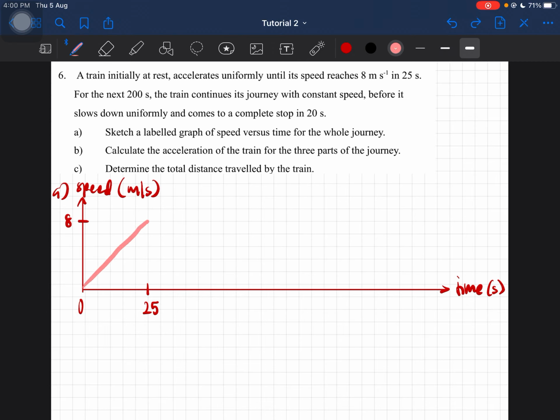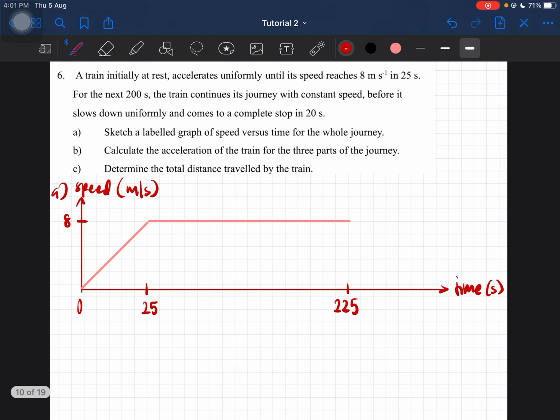Let me just do this. Okay, and then for the next 200 seconds, I'm just going to draw anywhere. It's not to scale obviously. So after 200, for the next 200 seconds, which is 225 here, it moves at constant speed. Then an additional 20 seconds means it stops. It says in the next 20 seconds it goes to a complete stop. 20 plus 225 is 245.